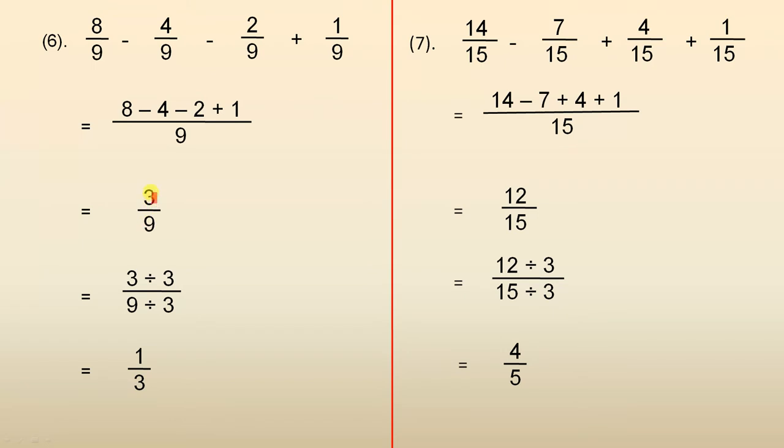What number divides into 3 and into 9 evenly? 3 does. 3 divided by 3 is 1. 9 divided by 3 is 3, so the answer is 1 over 3.